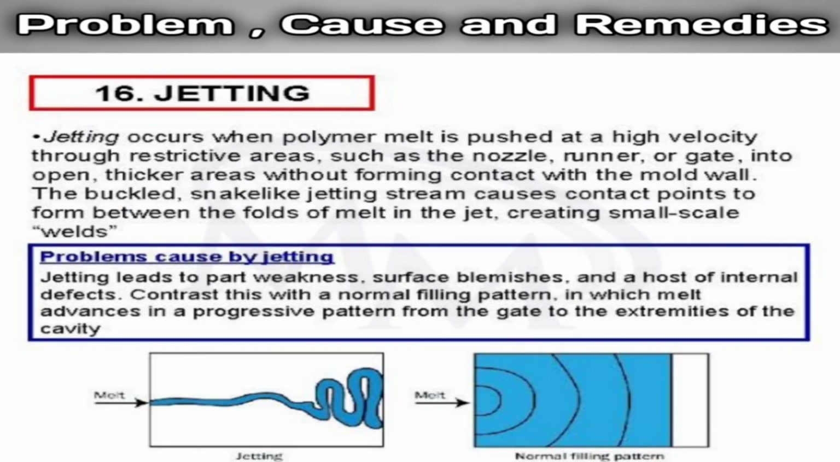Jetting. Jetting occurs when polymer melt is pushed at a high velocity through restrictive areas, such as the nozzle, runner, or gate, into open, thicker areas without forming contact with the mold wall. The buckled, snake-like jetting stream causes contact points to form between the folds of melt in the jet, creating small-scale welds. Problems caused by jetting: jetting leads to part weakness, surface blemishes, and a host of internal defects. Contrast this with a normal filling pattern, in which melt advances in a progressive pattern from the gate to the extremities of the cavity.